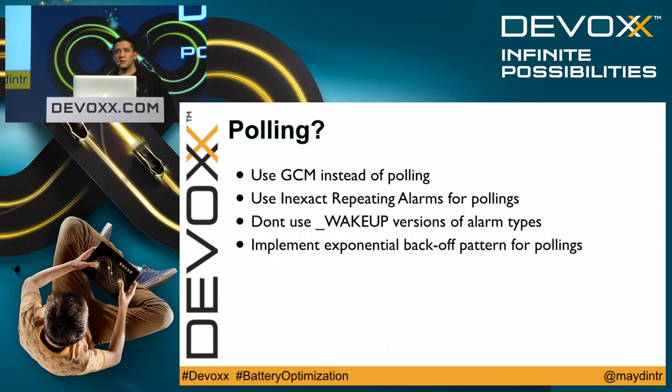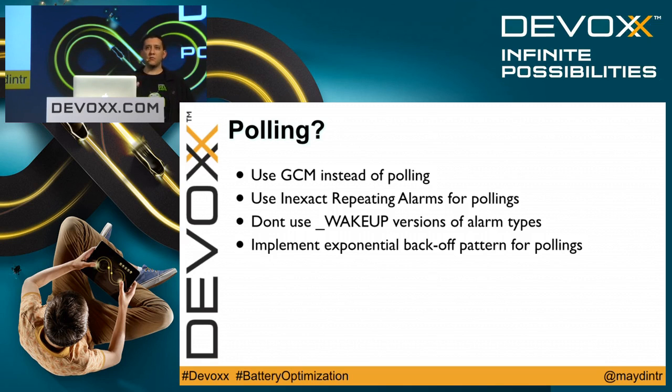Polling is checking the server for an update. You can use Google Cloud Messaging instead of polling. The server will send a message to the clients in case of an update. If you need to do polling, you can use inexact repeating alarms. This will also save battery, and you should be careful about using the wake-up versions of the alarm, because waking up a device is a dangerous thing for the battery.